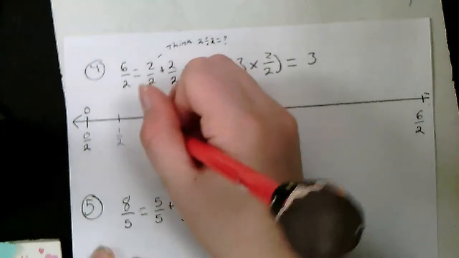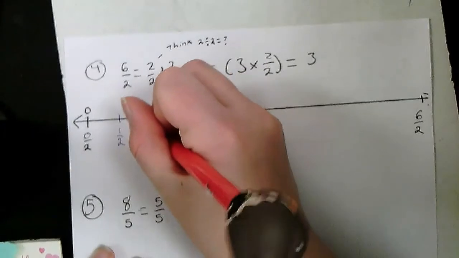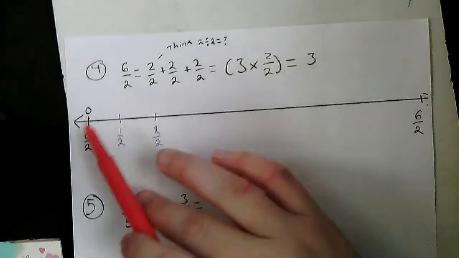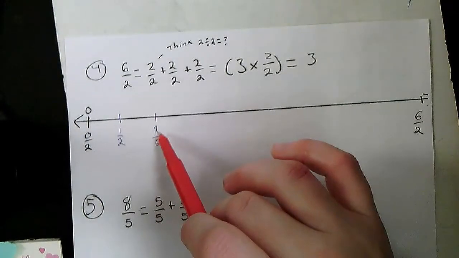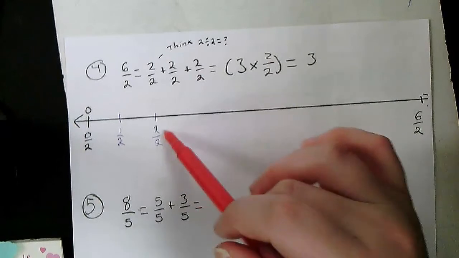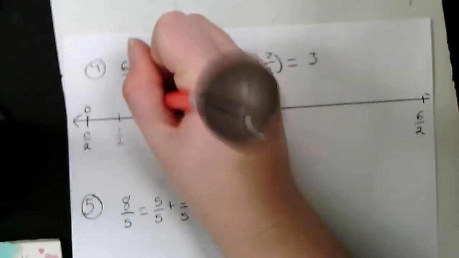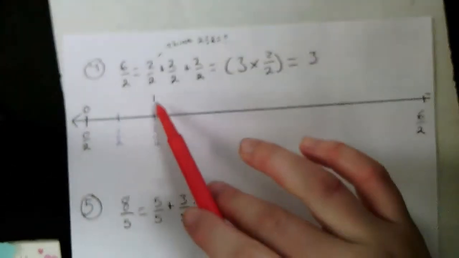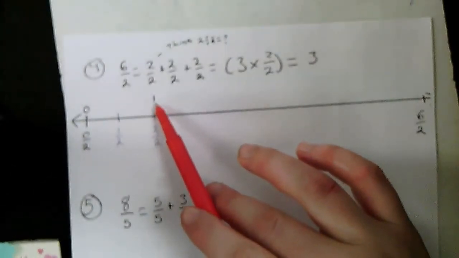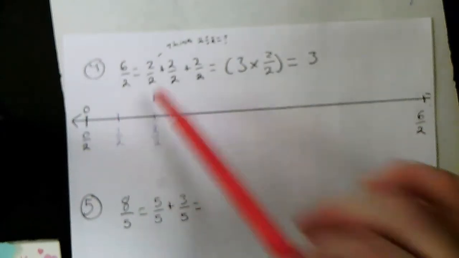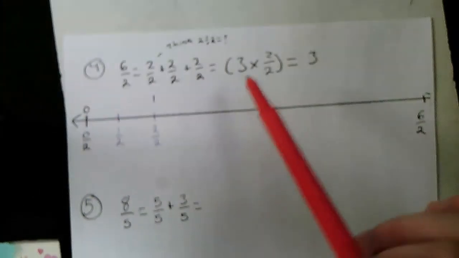And then I'm just going to go ahead just a little bit more and show 2 halves, because I have 0, 1, 2. So 2 halves is also the same thing as 1. So I'm going to put this whole number up on top just to show you that this is 1, because I know that 2 halves makes 1 whole.